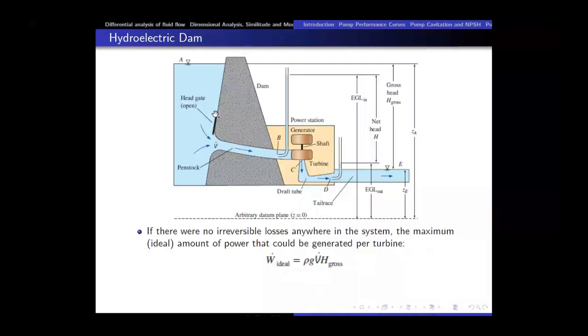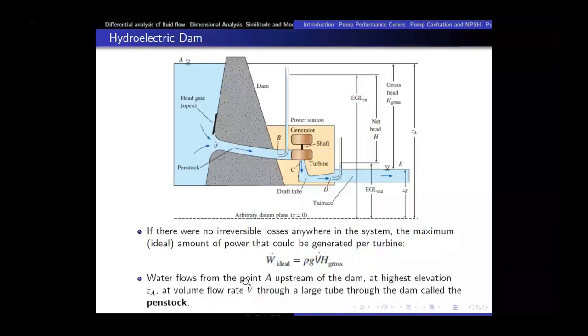Right. So after that, water flows from point A upstream of the dam at highest elevation, at volume flow rate V dot, through a large tube through the dam called the penstock. Right. So this is the penstock from where the water flows, and then, as I mentioned, the actual flow to the penstock can be controlled by closing a large gate valve called a head gate.